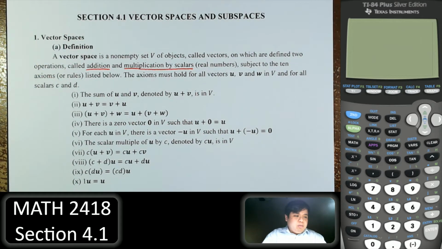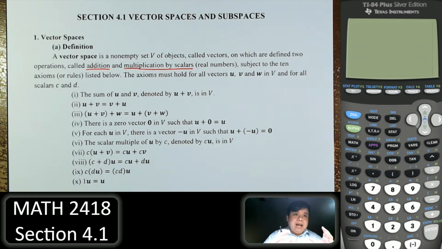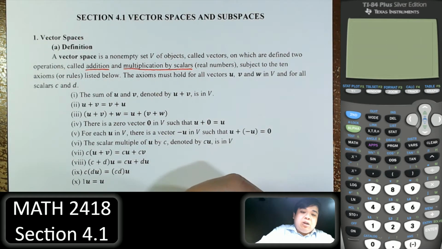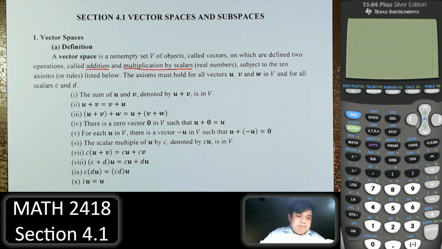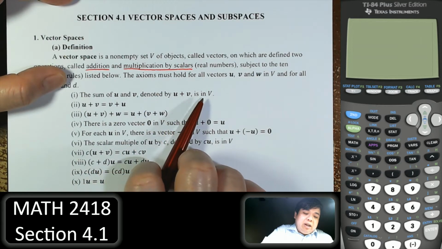Now, this is probably the first type of definition of something in this form. We'll see a lot in advanced mathematics. We define something that satisfies different rules, like in this case, this has 10 different axioms. And so let's just go over them quickly. So first, the sum of u and v is in V.